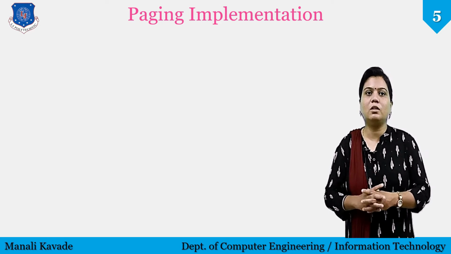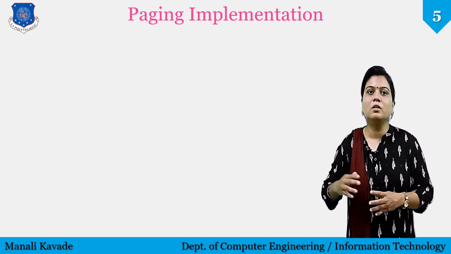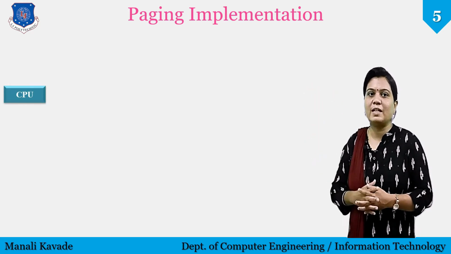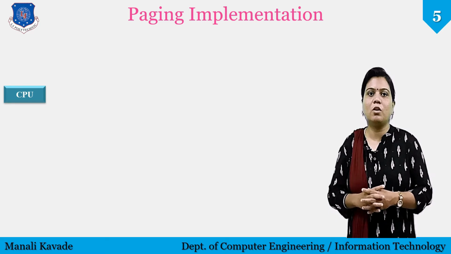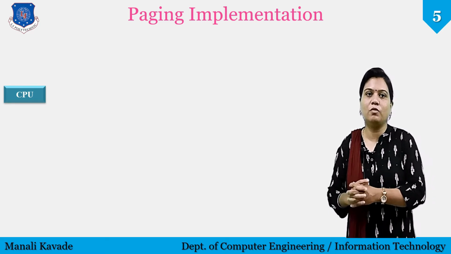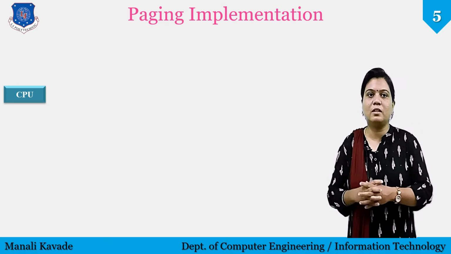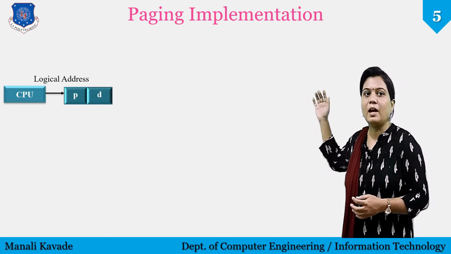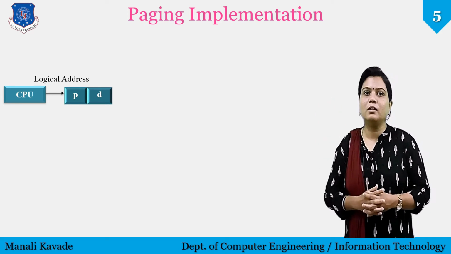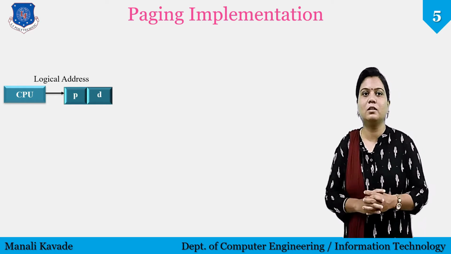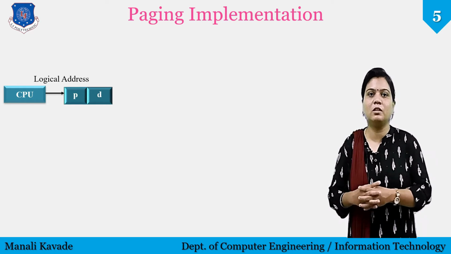So during the process execution, CPU generates a logical address to access instruction or a data from particular location. As you can see over here, logical address is divided into two parts, that is P and D, where P represents page number and D represents offset, means actual location within the page.